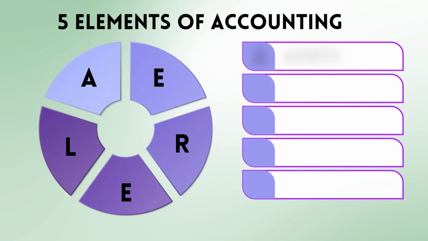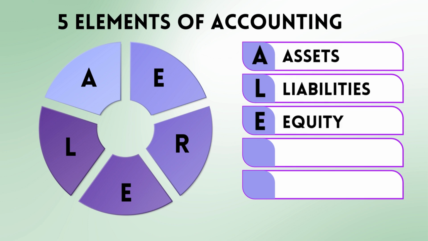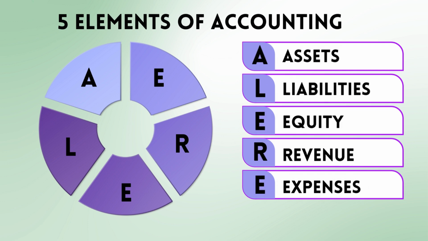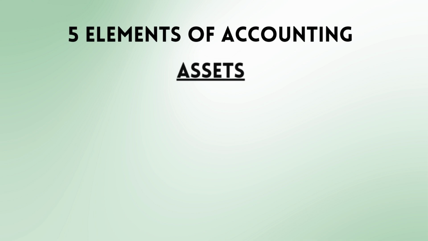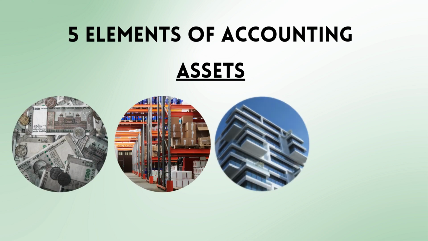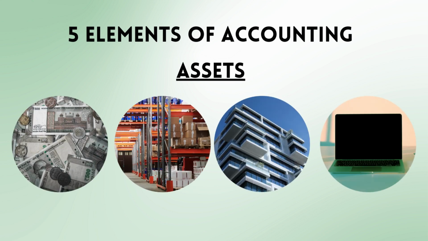Here are the 5 elements of accounting. Assets, liabilities, equity, revenue, and expenses. We will understand all these 5 elements of accounting one by one. Assets. These are the resources owned by a business or an individual which have economic value and can provide future benefits. For example, cash, inventory, buildings, or even a laptop bought for work.